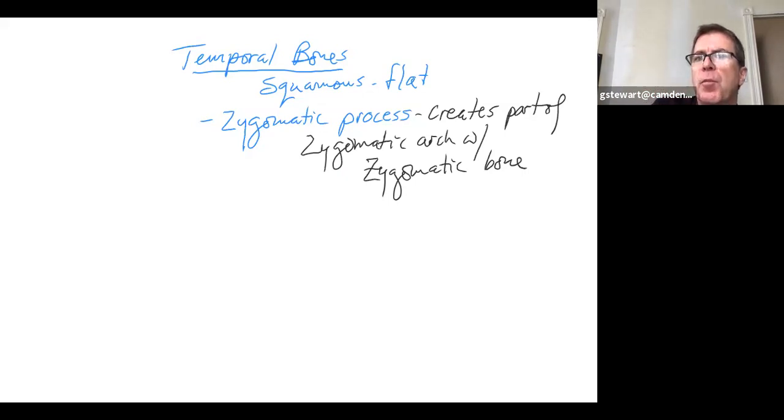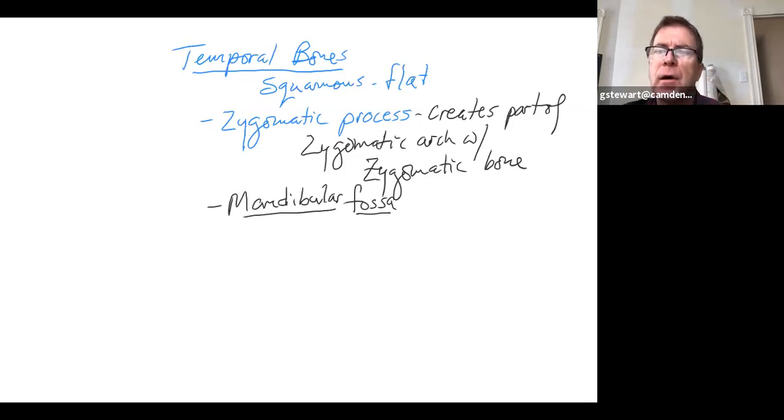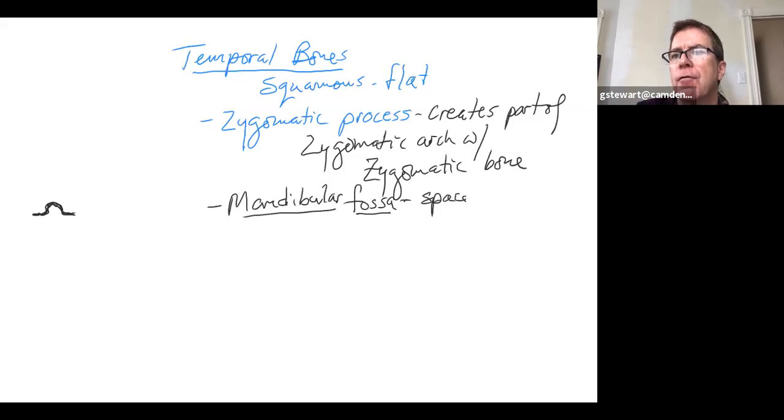Also within the temporal bone is something called the mandibular fossa. Remember, fossa means crater or cavity, so it's a depression on the underside of the temporal bone, right in front of your ear hole. On the underside of your temporal bone is a depression. So I'm drawing bone. It's an upside down crater or cavity. It's a space for the mandibular condyles to articulate with the temporal bone.